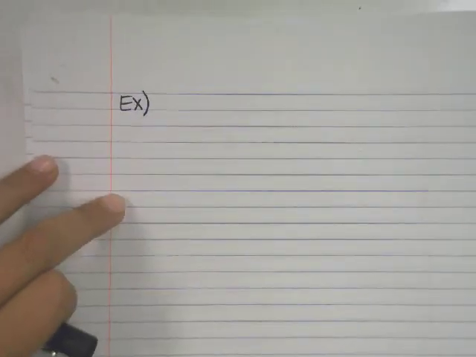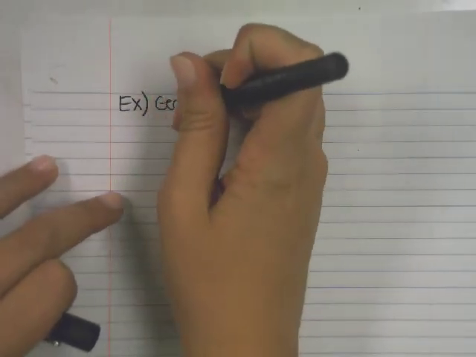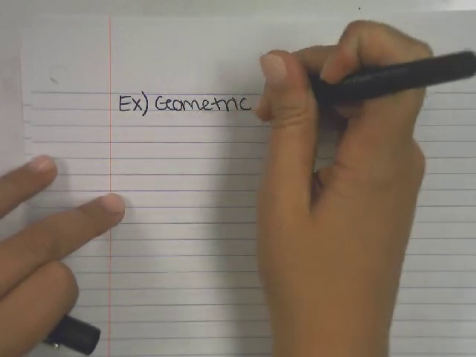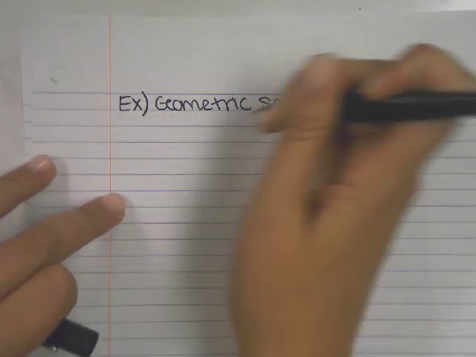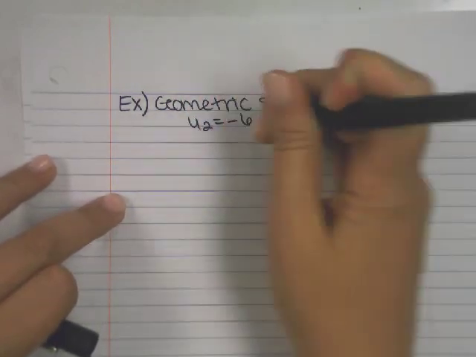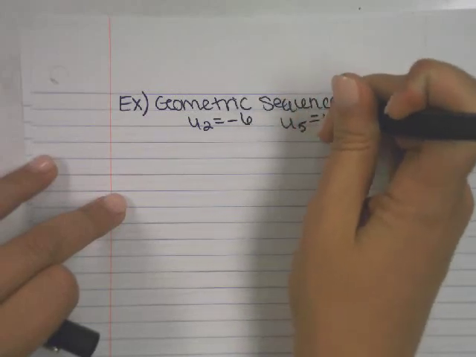Okay, last example here with geometric sequences. So I'm going to give you some information. We have a geometric sequence. U sub 2 is negative 6, and U sub 5 is 162.